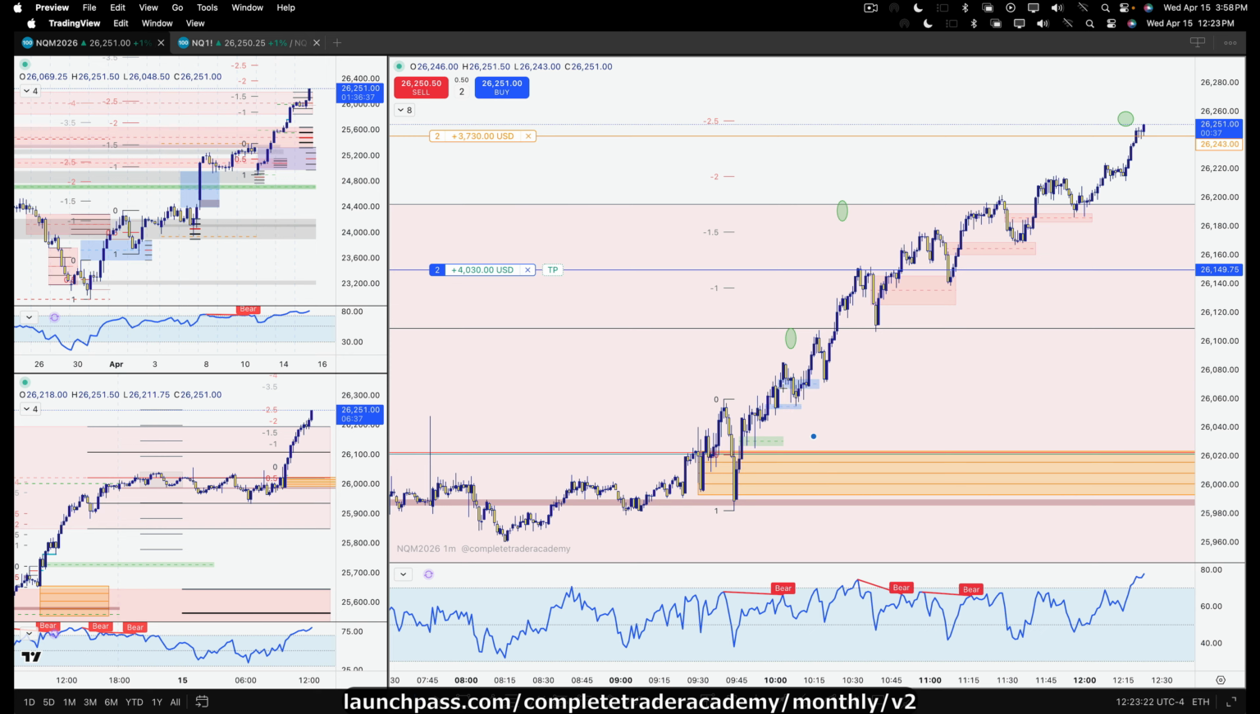Digs in. If you just use the structure, higher high and higher low, real simple, right? If I do that, okay, cool. Well, this comes right back into it after hitting this. So these are all buys.